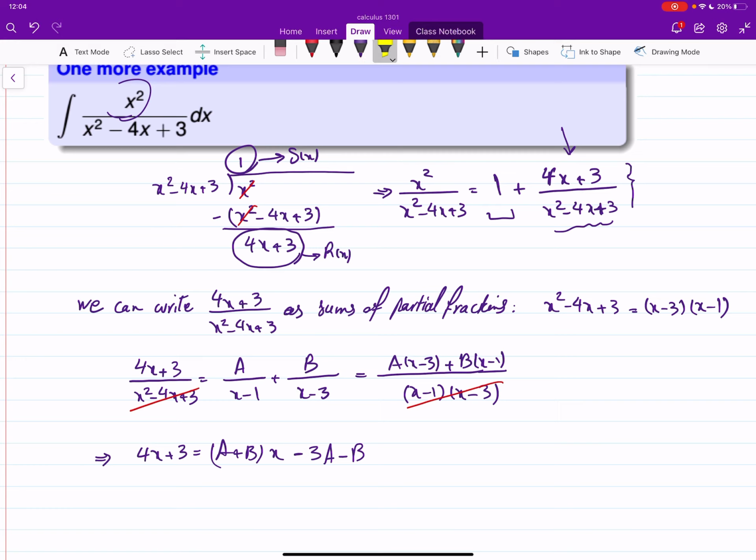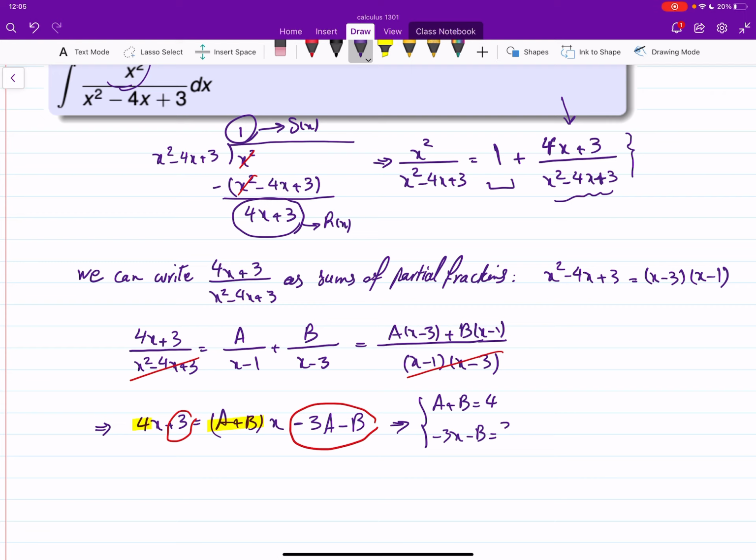So now the coefficient of x must be equal to the coefficient of x. The coefficient of the constant must be equal to the constant. So from there, we find a system of linear equations where a plus b is equal to 4 and minus 3a minus b must be equal to 3. We have to solve this. One of the easy ways is that if I add these two equations, b and negative b will cancel each other.